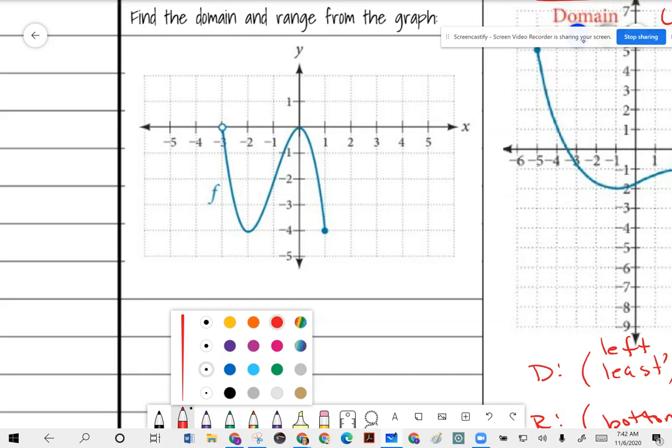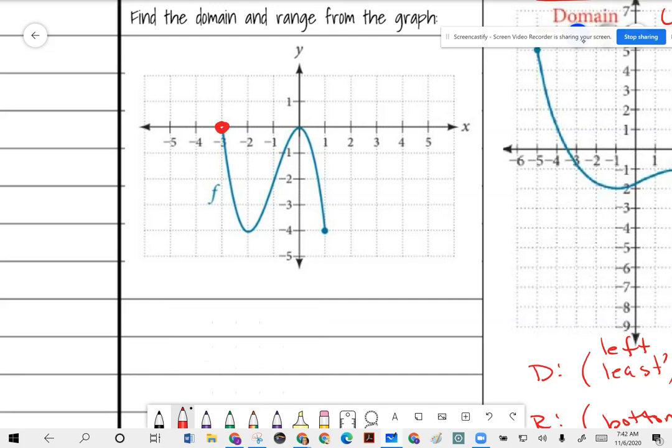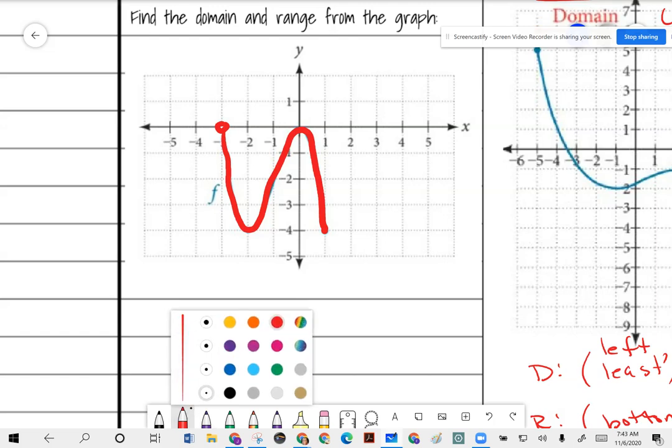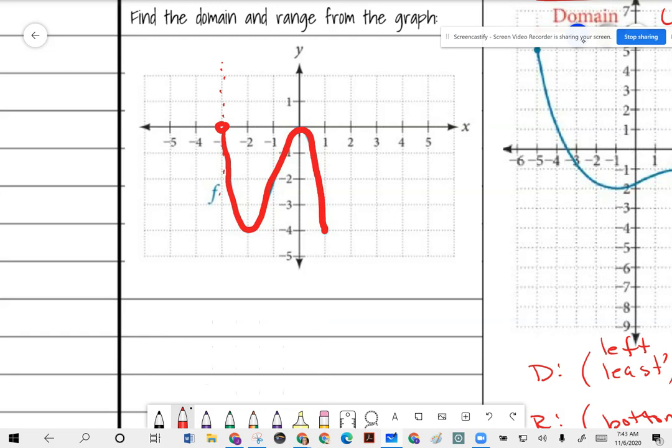So on the very left side, we can utilize the left side of the graph. Let me just trace this graph. I've got this graph right here that I am referring to. The very left side of the graph is going to be here, and the x value at that spot is -3. And it's open. Remember, keep that in mind that it's open.